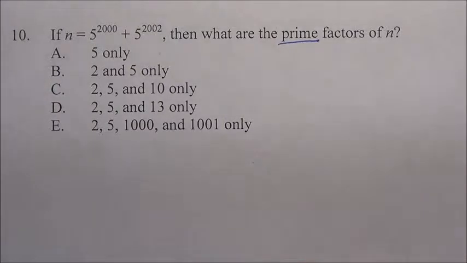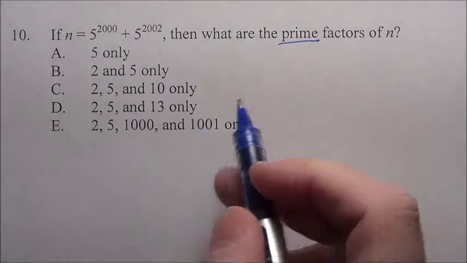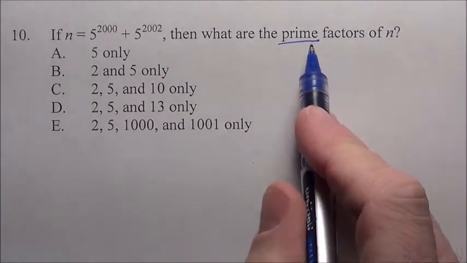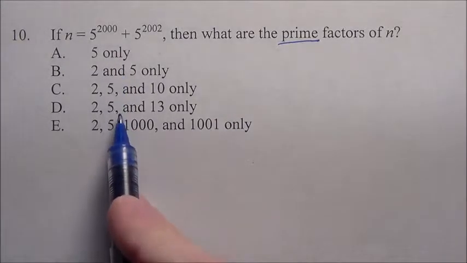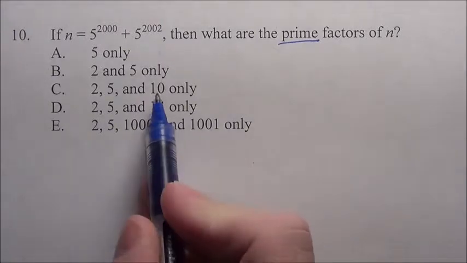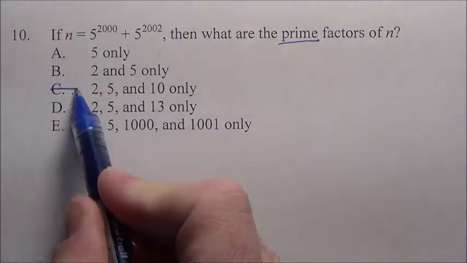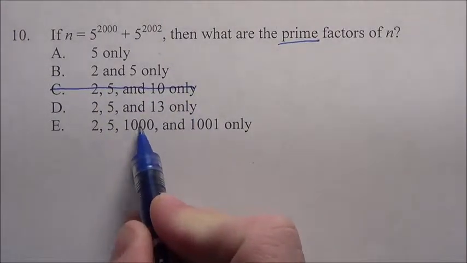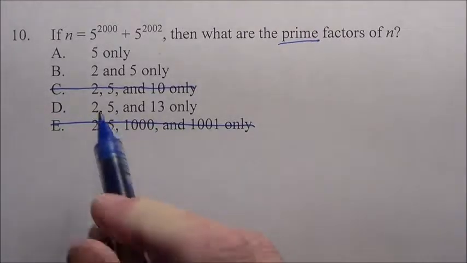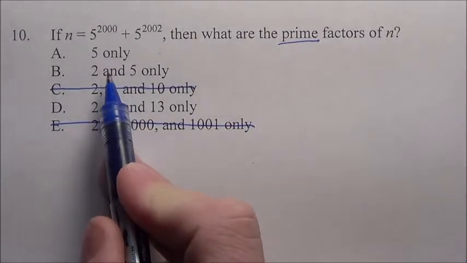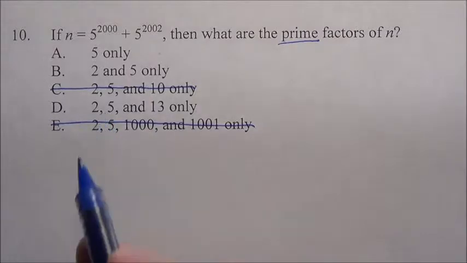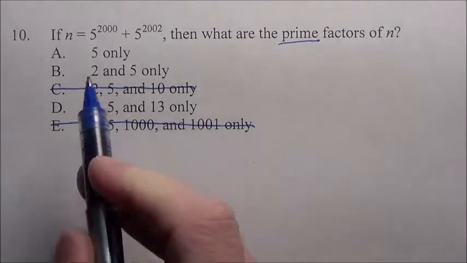Prime, remember prime numbers are numbers that can only be divided by themselves and 1. They only have 2 factors, like 2, 3, 5, 7, 11, 13, 17. Okay, so we remember prime numbers, and it wants to know the prime factors. Looking at these choices, wait a sec, 10 isn't prime. I can take that guy out. 1,000 isn't prime. I can take that guy out. So I've at least narrowed it down to A, B, or D. One of these guys has got to be it.